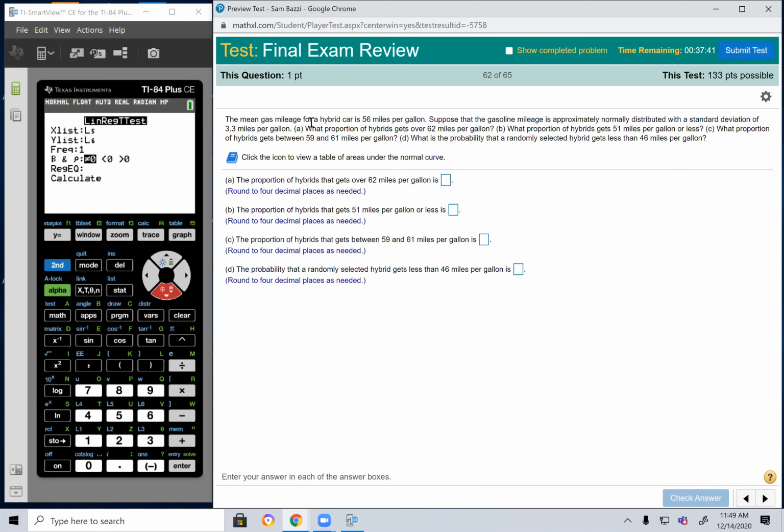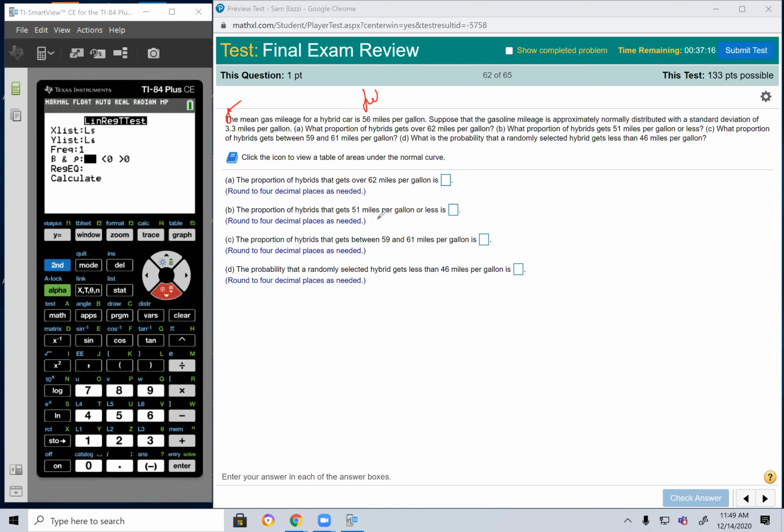The mean gas mileage of a hybrid car is 56. I'll tell you why I put this question in there, guys, in a second. That's the mean. Suppose that gas mileage approximately normally distributes with a standard deviation of 3.3. What proportion of hybrids get over 62 miles per gallon? Proportion, guys, means the probability.